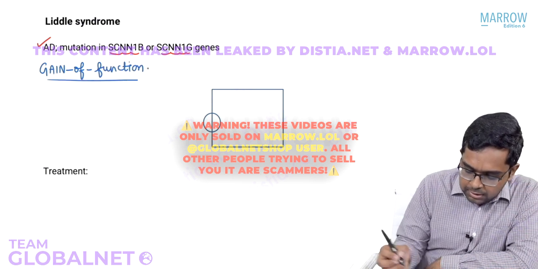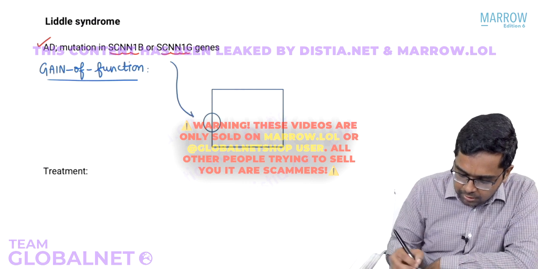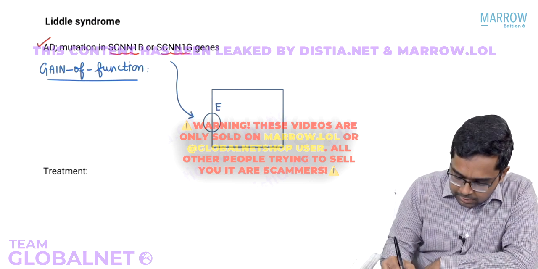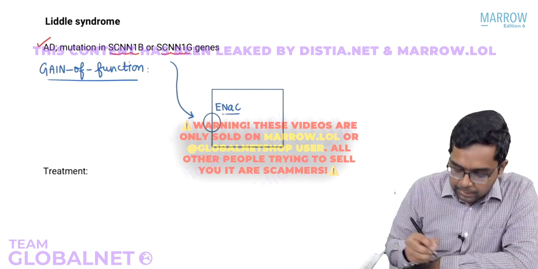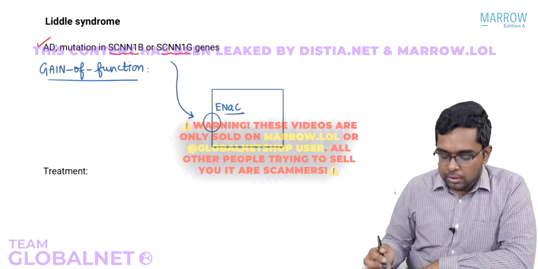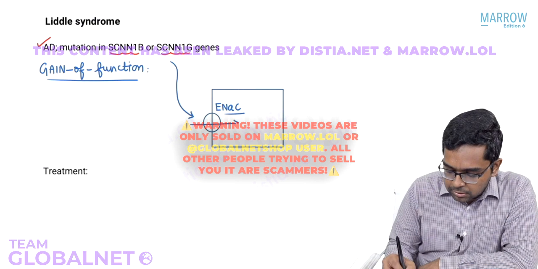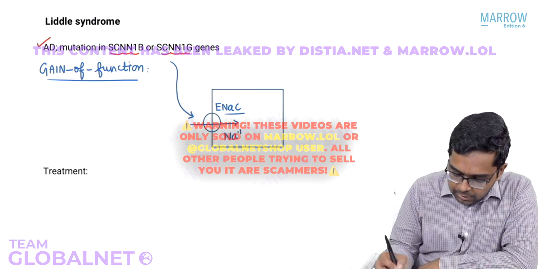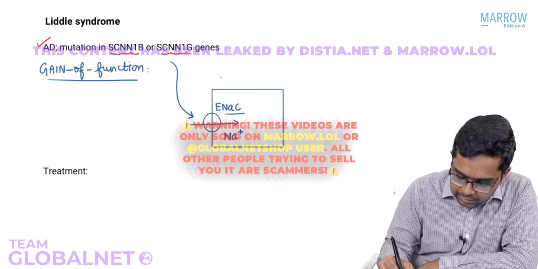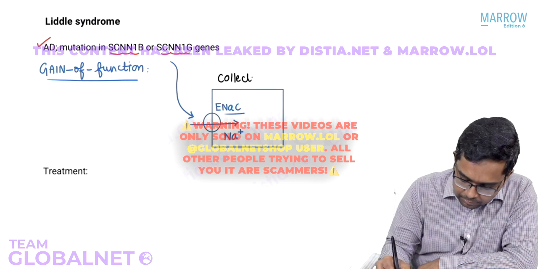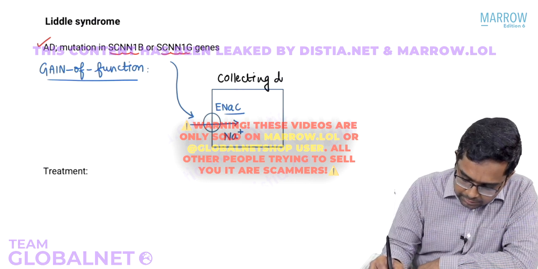What is the problem? These genes code for this channel called ENaC. What is ENaC? Epithelial sodium channel. What is the normal role of the epithelial sodium channel? Absorption of sodium, and this channel is present in the collecting duct. Are you able to follow? It's in the collecting duct.